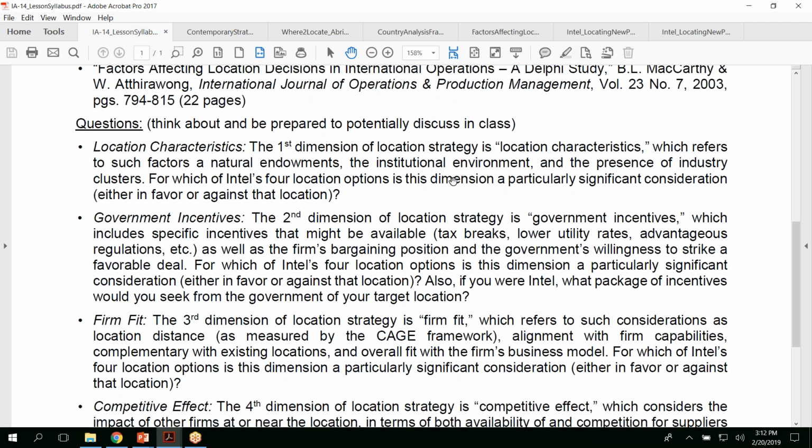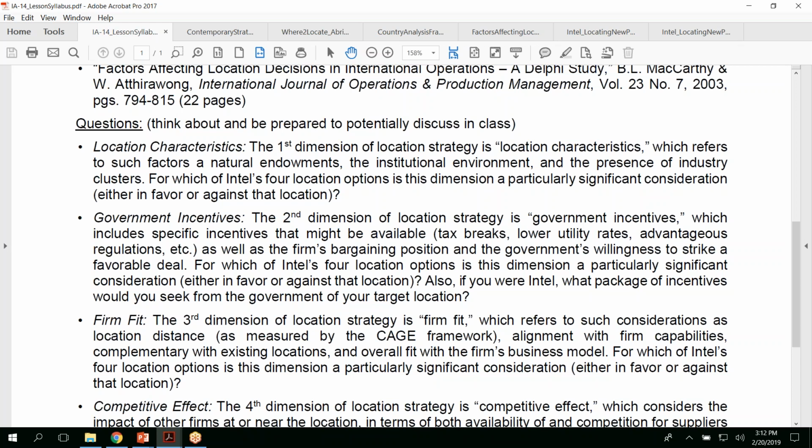4 location options is this dimension a particularly significant consideration, right? Either in favor or against that location. So in other words, I'm not saying which one has the best location, but which one, the characteristics, are they significant? And that's important, you'll see, for discussion purposes, because if you want to remember, the whole point of this is not to solve Intel's problem. The point is to give students practice with the framework and the way of thinking.